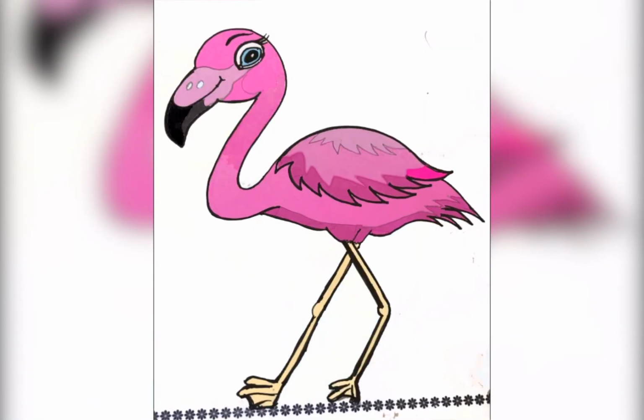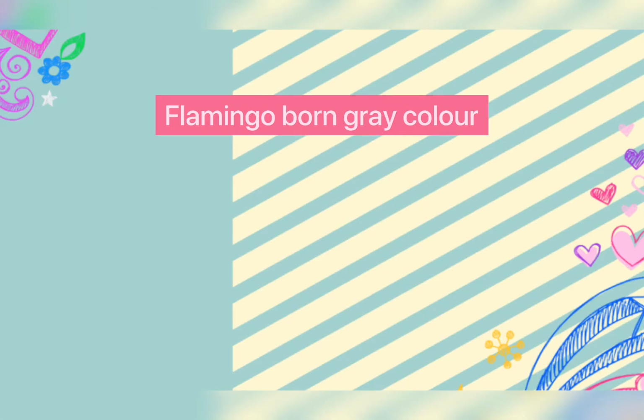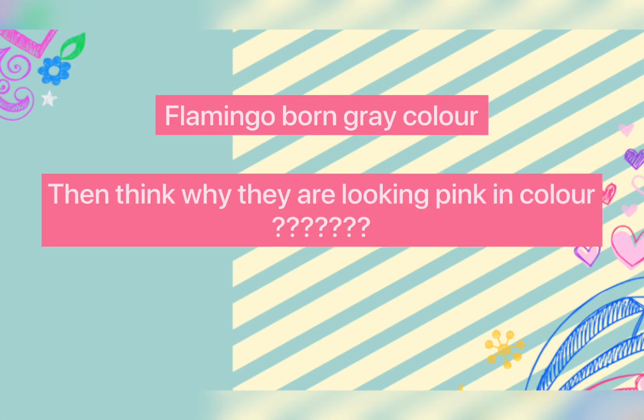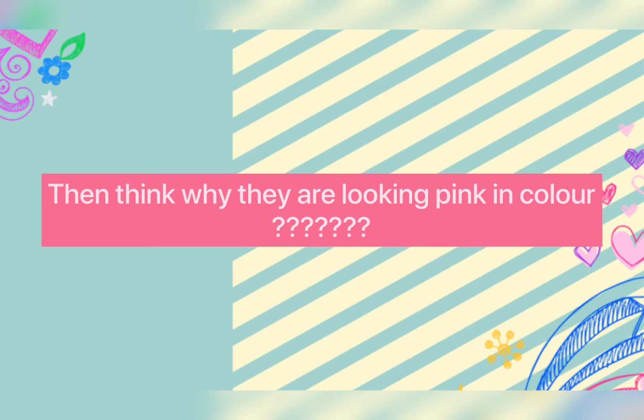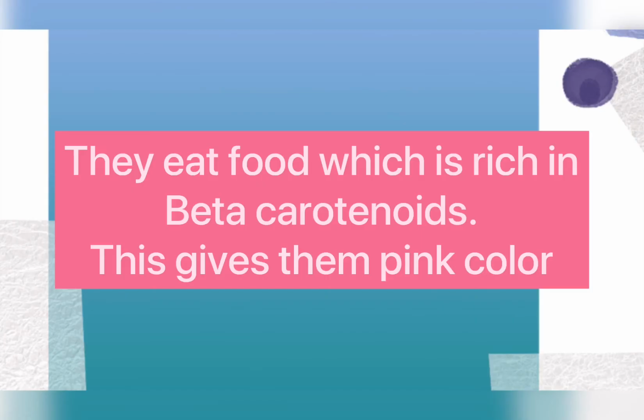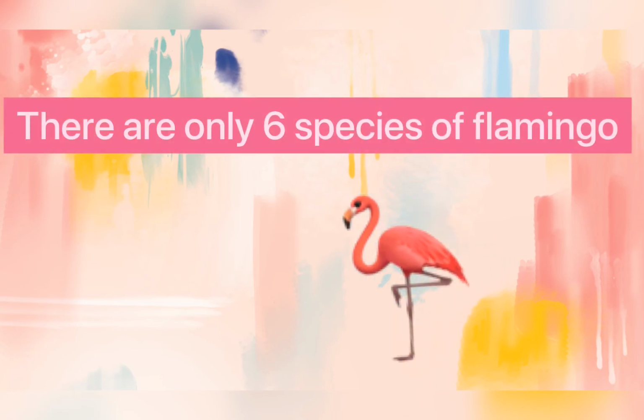Now we are moving on to the interesting facts about flamingos. Do you know flamingos are born grey in color? Then why do they look pink? Just because they eat food which is rich in beta carotenoids. This gives them their pink color.